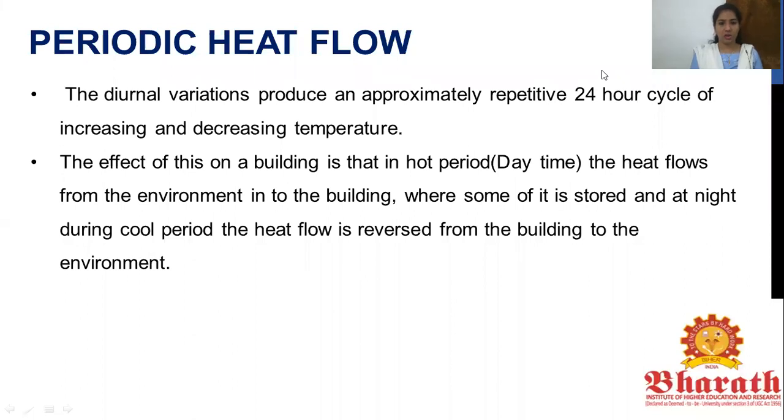So as we were seeing how the heat flow happens from the environment into the building, it's similar to the image that we saw, of how the heat transfer happens in summer and winter. Similarly, during the day and at night, the heat flow happens.